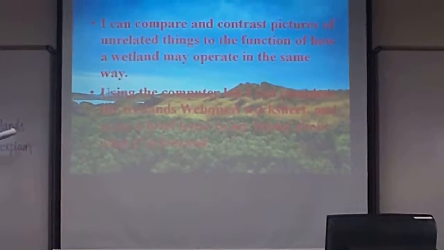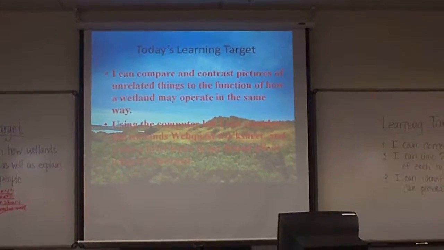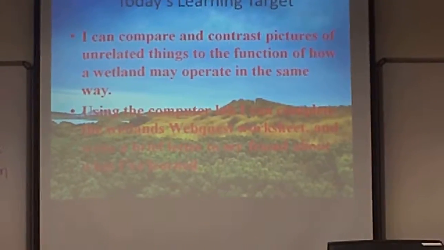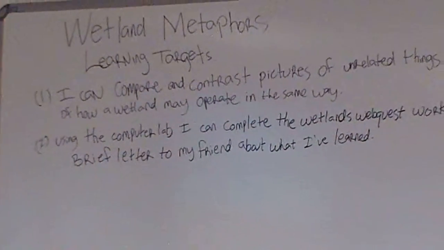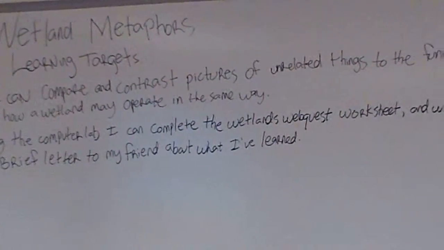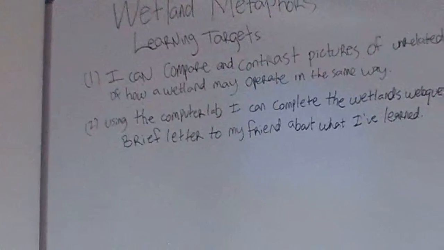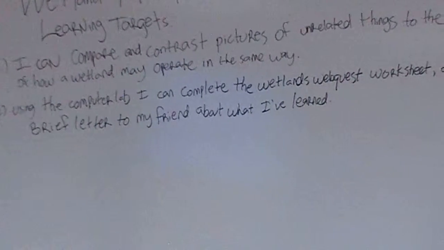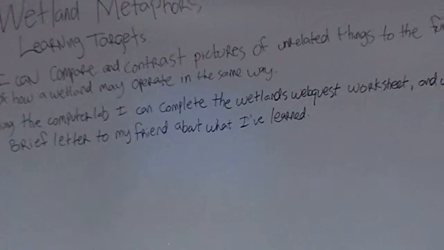I have a learning target right here on the PowerPoint, and it's on the board. By the end of this class period, you should be able to compare and contrast pictures of unrelated things to the function of how a wetland may operate in the same way. The secondary learning target we're not going to be able to do because it involves going out to the computer lab next year. But using the computer lab, I can complete the Wetlands web quest worksheet and write a brief letter to my friend about what I've learned.